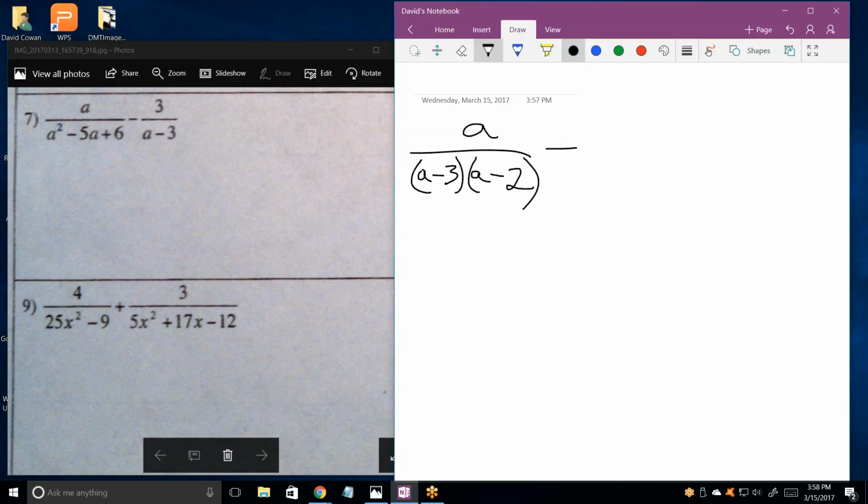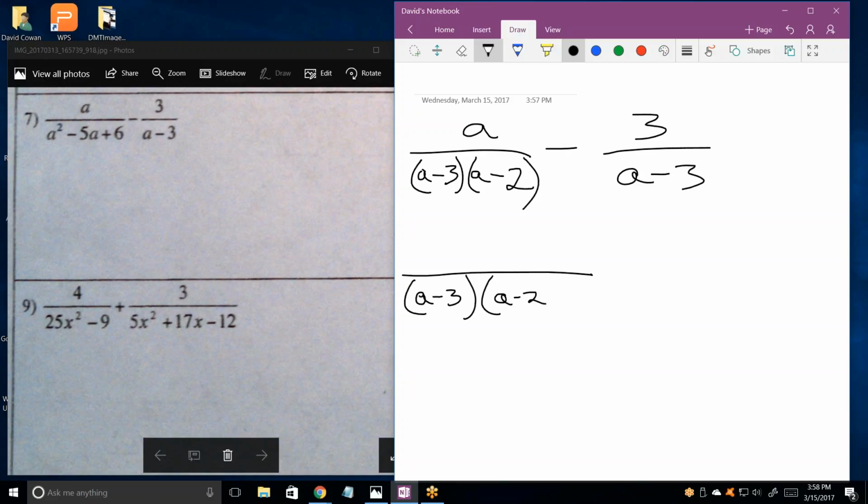Now, what's my common denominator? A minus 3 times a minus 2. A minus 3 times a minus 2. Do you have to FOIL that? Multiply them together, basically. Yeah.